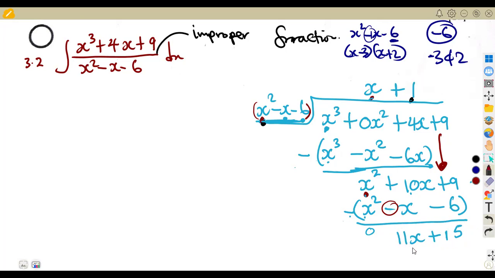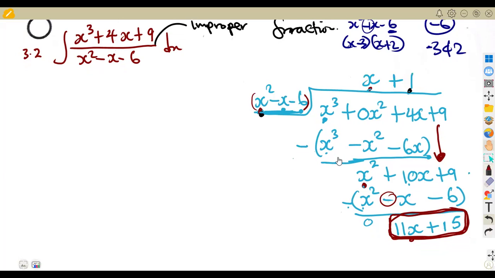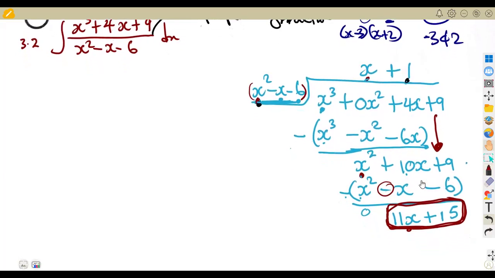And we can't divide, like 11x divided by x squared is impossible. So this represents your remainder, the one that we are failing to divide later on. This here is what you call your remainder. So this is what you're going to do. You are going to take the first term.